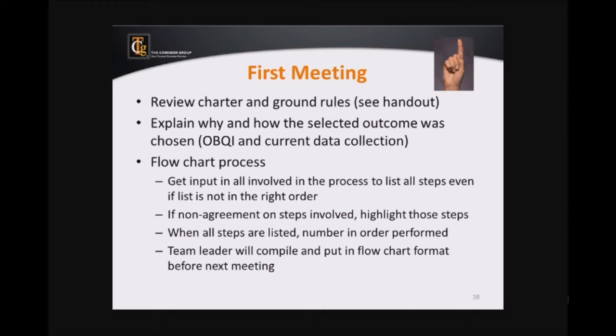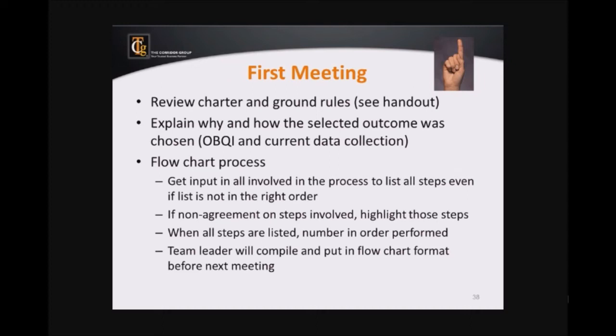The first step is to flowchart the process. Don't be surprised if there are disagreements on how the current process is done. Make sure they understand you're not charting what should be done, but what is currently being done. During the meeting, you'll probably not try to use actual flowchart symbols. The easiest way is to have large sticky notes and write down one step per note.